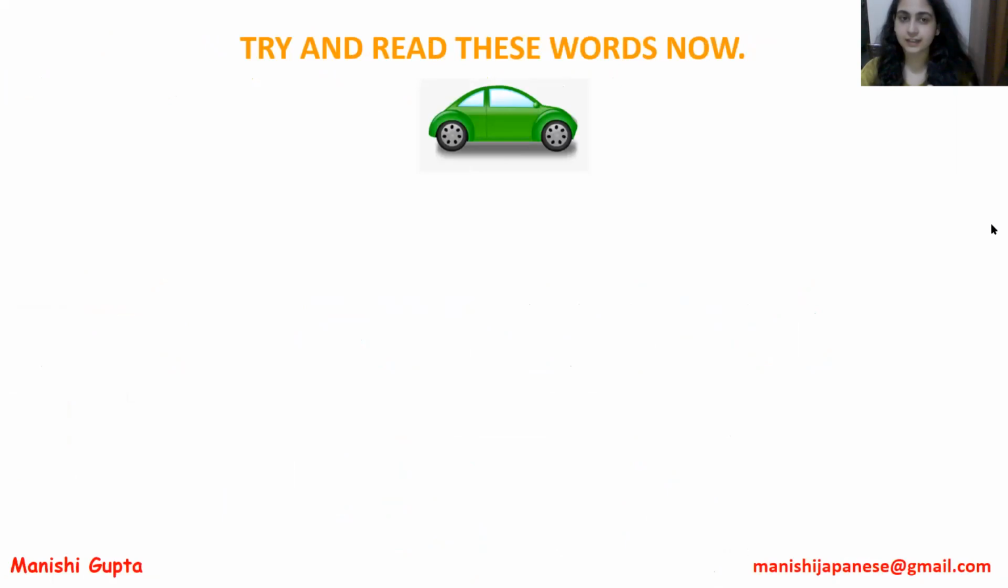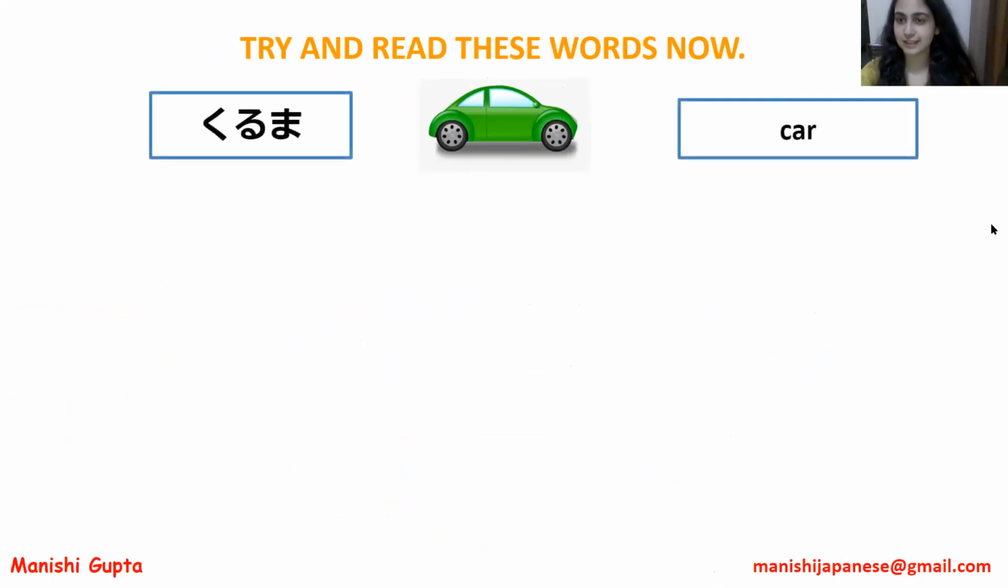Now this was all about the characters. Now let's try to read these words. This was the first word which I have shown you in the beginning. So let's see if you are able to read it. So this is the word for car. Okay, so this is kuruma.